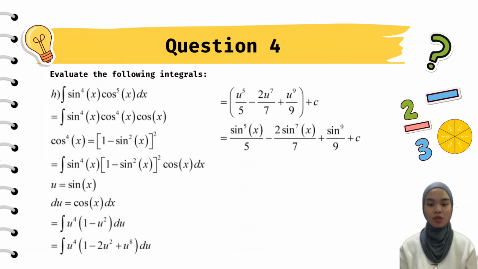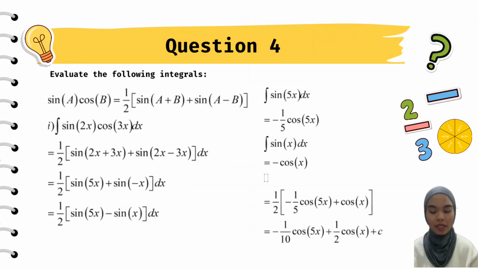And the final answer we can get is sin^5(x)/5 − 2 sin^7(x)/7 + sin^9(x)/9 + c. Next, integrate sin 2x cos 3x dx.